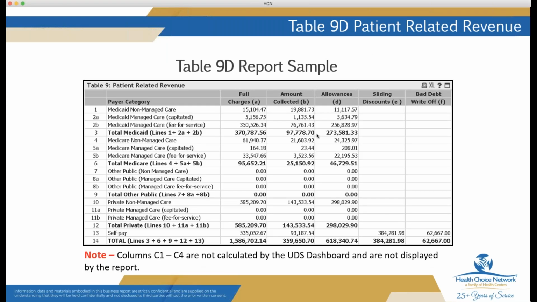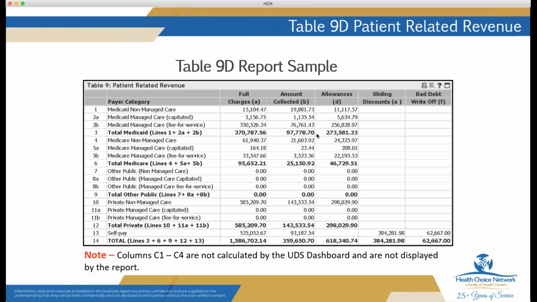So on the next slide, this is what the report will look like. You can see it has the different columns that Table 9D has. Just columns C1 to C4 are not calculated by the UDS dashboard report, and of course are not displayed on this report output. Let's go ahead and go through what each of the columns represents.